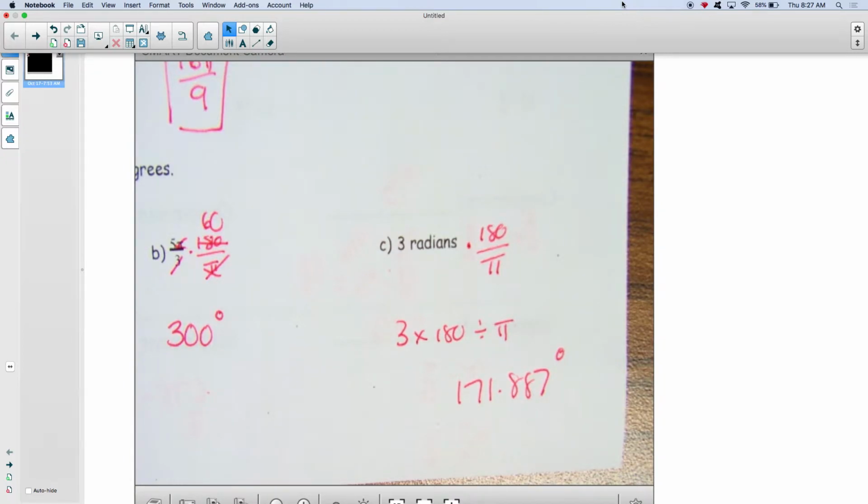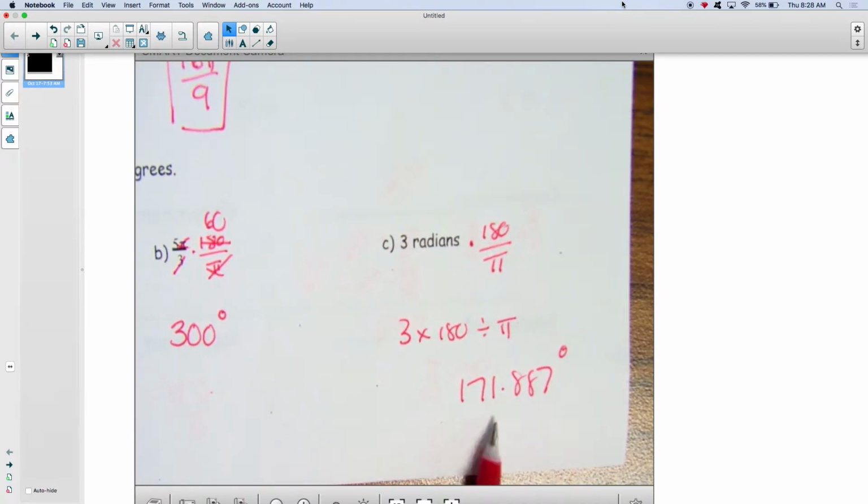And you should get 171.887 degrees. Again, it's going to be a rounded answer because of that pi. Questions there? Yes. We aren't able to round up with this, are we? Like, we have to be that specific. Yeah, I would do at least that. It's not a whole degree, so we don't want to list it as a whole degree. Questions?